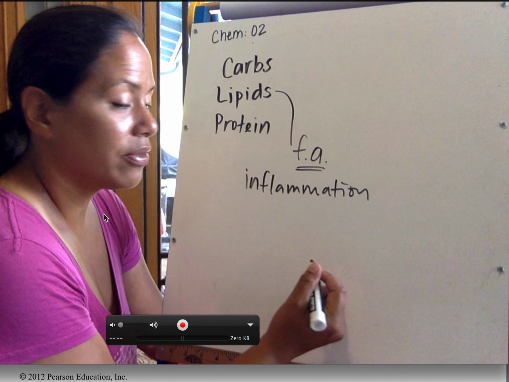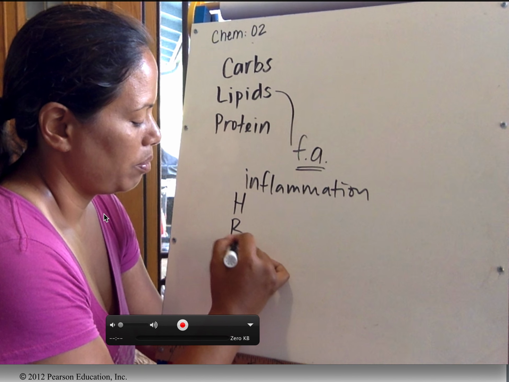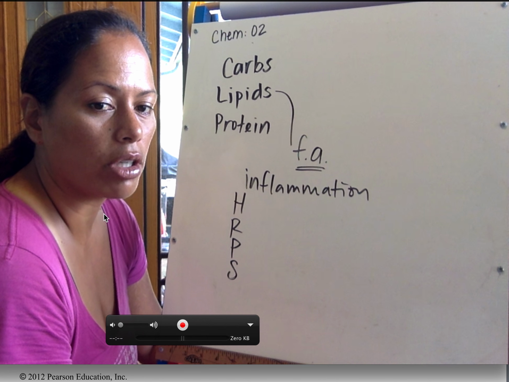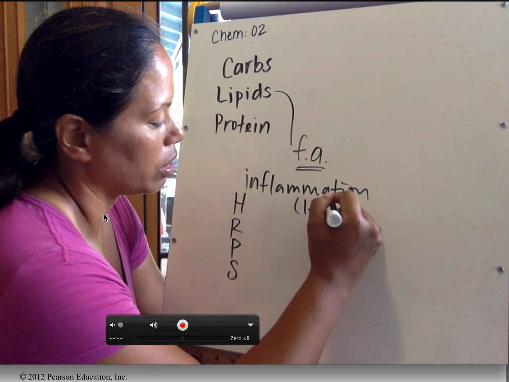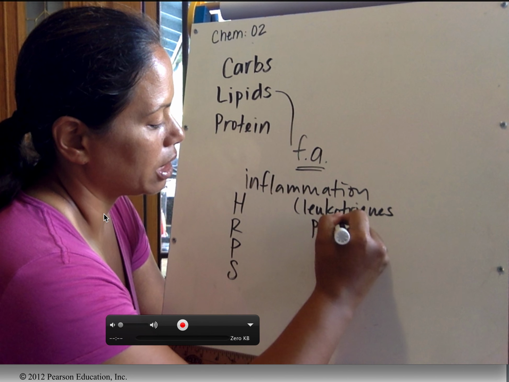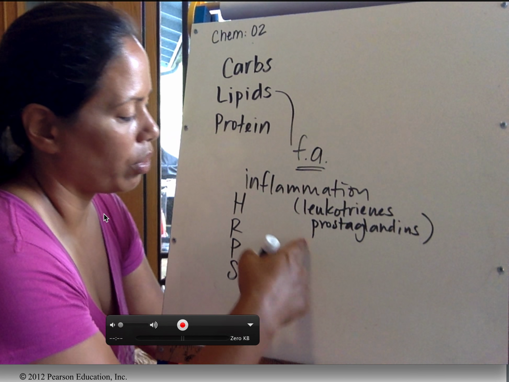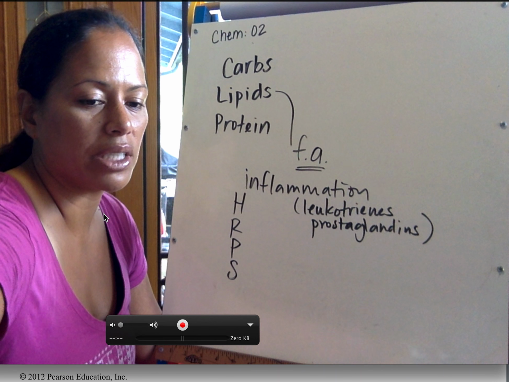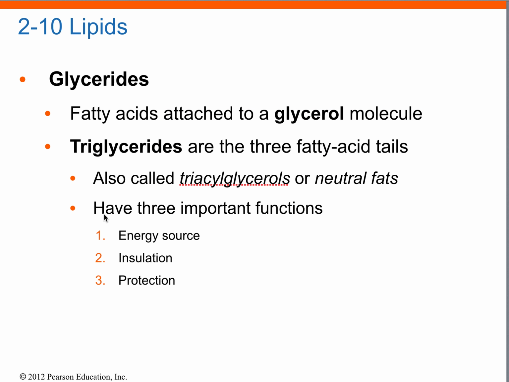So what are the four signs of inflammation? Heat, redness, pain, and swelling are four cardinal signs of inflammation, and they are associated with leukotrienes and prostaglandins. And that is the extent of what I want you to know for this class for leukotrienes and prostaglandins. Glycerides are just associated with lipids as well.